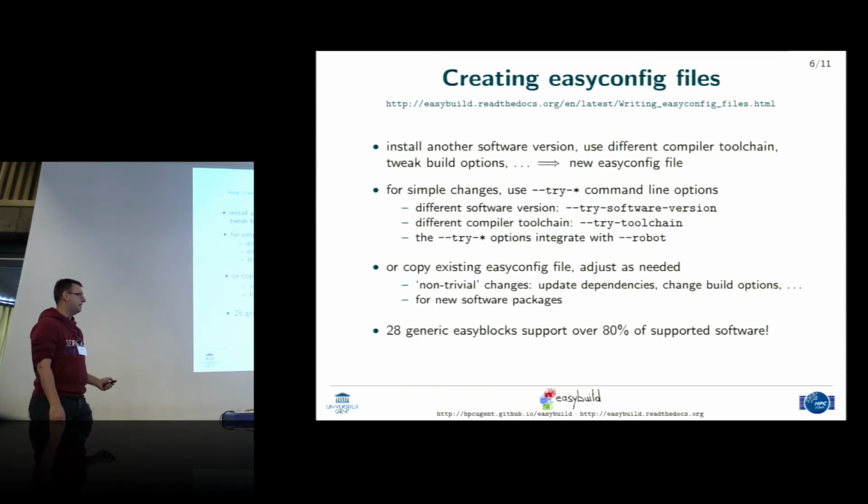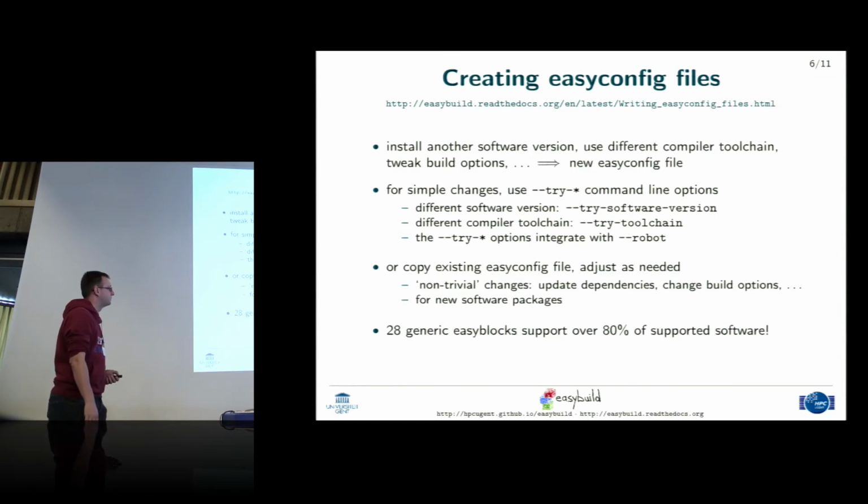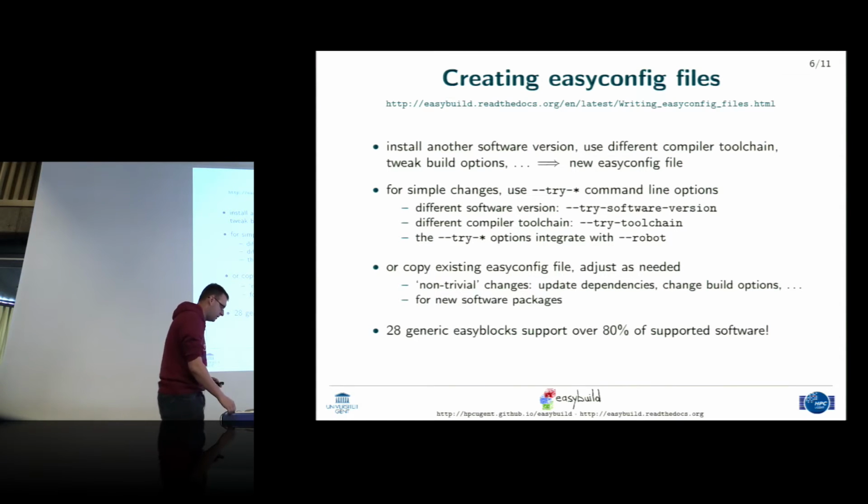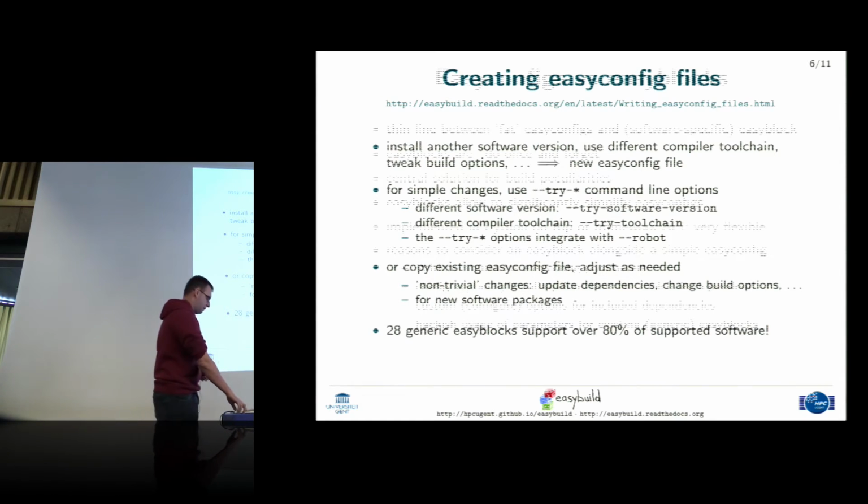So with the 28 generic EasyBlocks we have, those are sufficient to support over 80% of the software. So it's very, very likely you will not have to write a single line of Python. It's possible everything is just there. Especially for standard stuff like configure, make, make install, you will not have to write any Python at all. Okay.